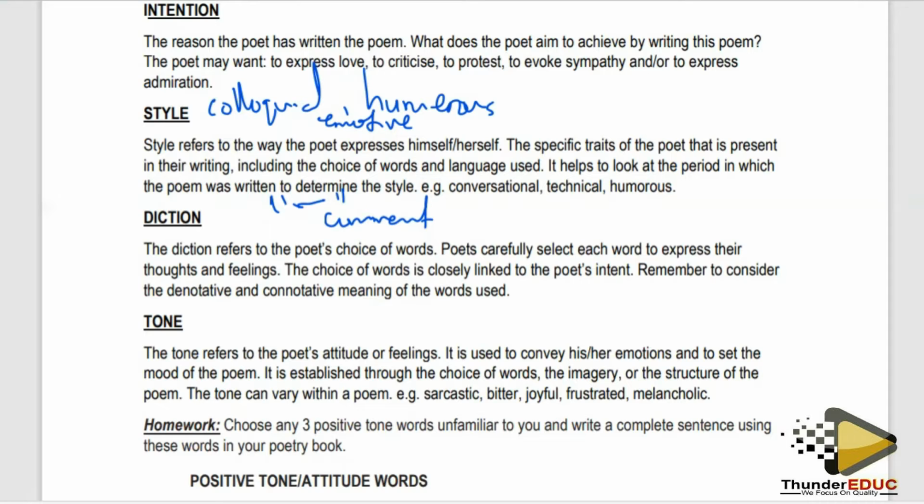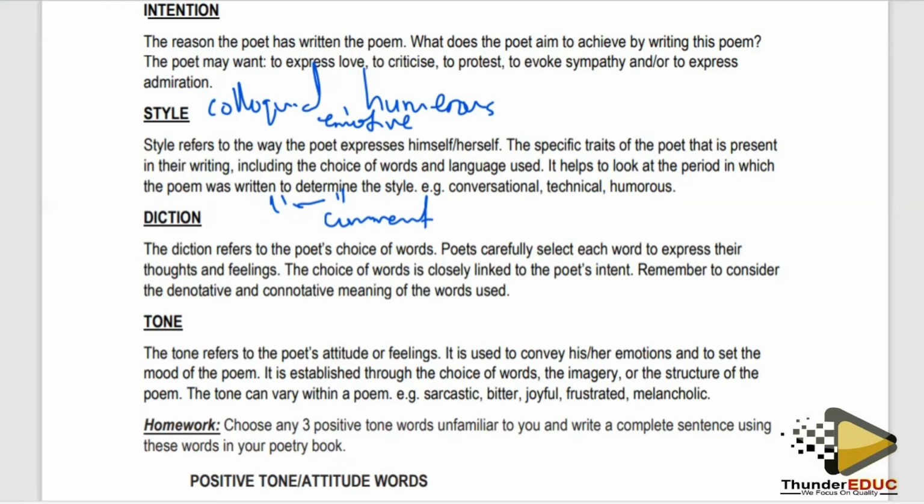I believe you did that some time ago in grade 9, 10, somewhere there, so you must be able to remember. Tone refers to the poet's attitude or feelings. It is used to convey his or her emotions and to set the mood of the poem. It is established through the choice of words, the imagery, or the structure of the poem. The tone can vary within a poem. When we say tone, we're talking about the way the poet has expressed himself. When someone talks about celebrations, the joy, the laughter, the tone is light because it's so joyful.